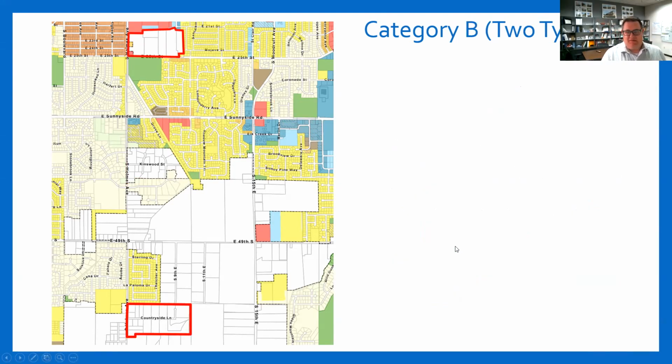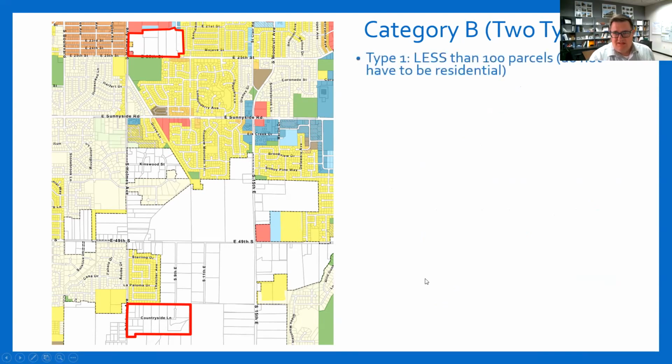Category B is different, and it has a slightly different procedure to it. And again, there's 2 types. So again, you've seen a couple more red boxes pop up here. We'll use both of those as examples. Type 1 is, again, you're dealing with less than 100 parcels, just like in that second type of category A, but in this case, they don't have to be residential. They can be really any land use, except for a couple that we'll talk about in just a moment.